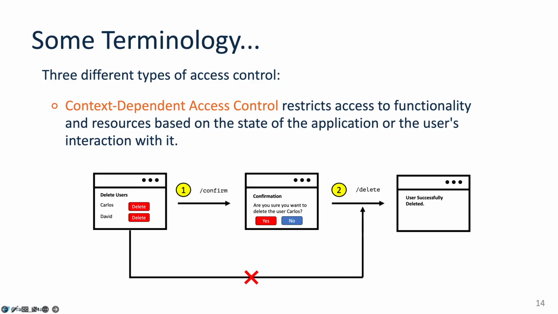So you shouldn't be able to right away delete a user without first confirming that you want to delete that user. Another example of context-dependent access control is a retail website that prevents you from altering the contents of your shopping bag after you've confirmed your order and made the payment.